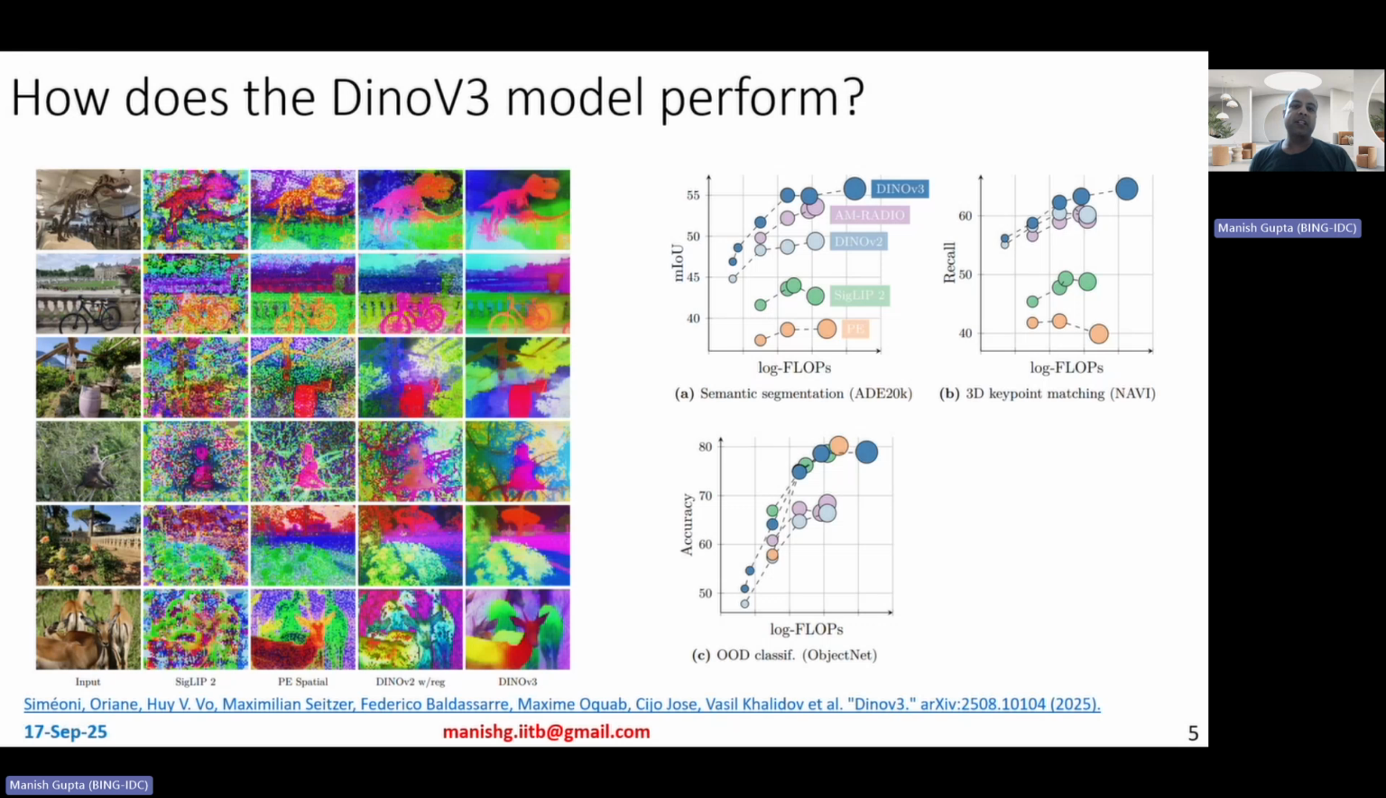Now, how does the DinoV3 model perform? Well, as you can notice from this picture on the left side, the input image is provided in the first column.